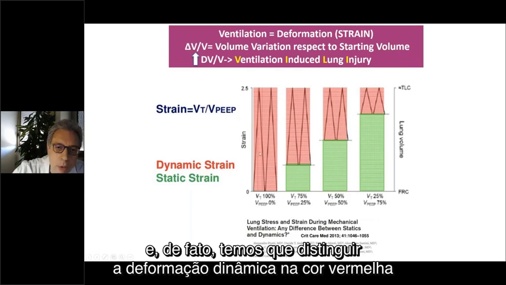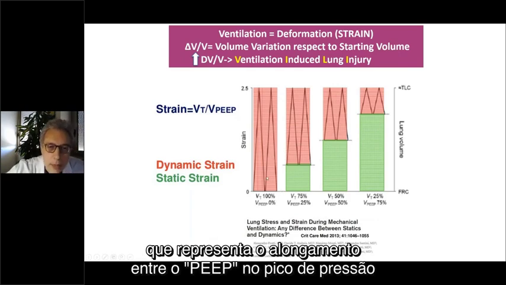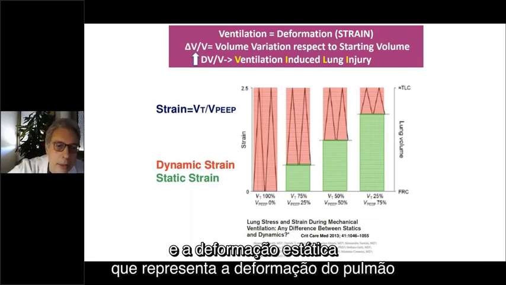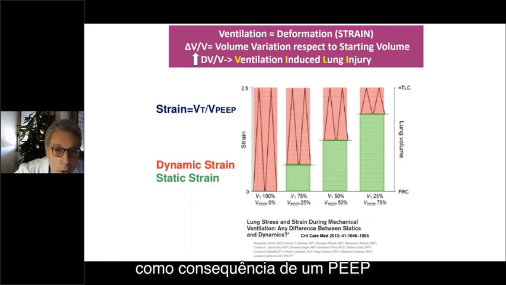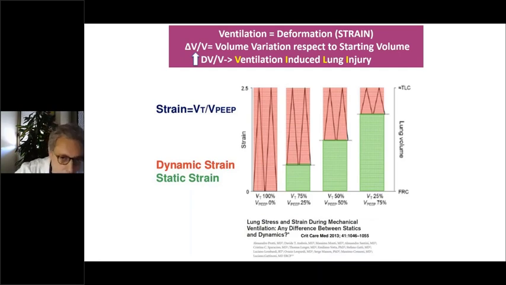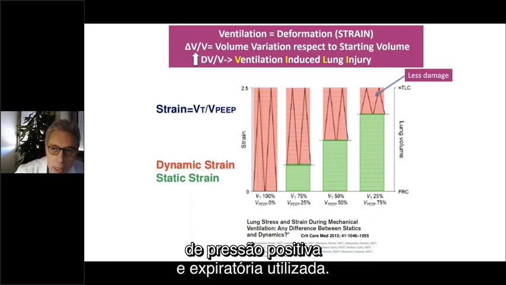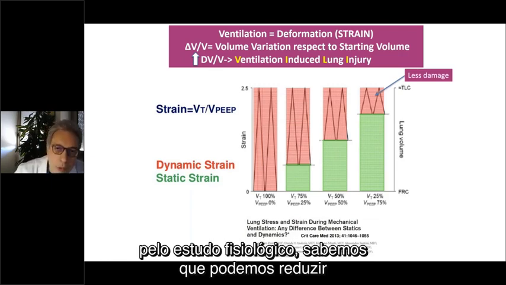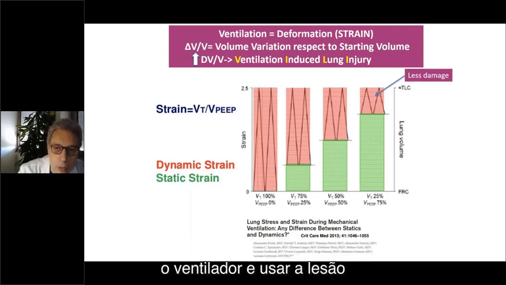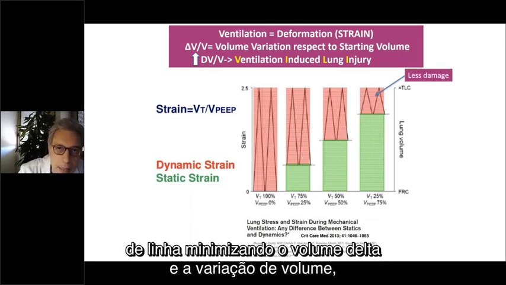And in effect, we have to distinguish the dynamic strain, in red color, that represents the stretching between 0 PEEP and peak pressure, and the static strain, that represents the deformation of the lung as a consequence of the positive end-expiratory pressure used. In other words, from the physiological studies, we know that we can reduce the ventilator-induced lung injury by minimizing the delta volume, the volume variation.